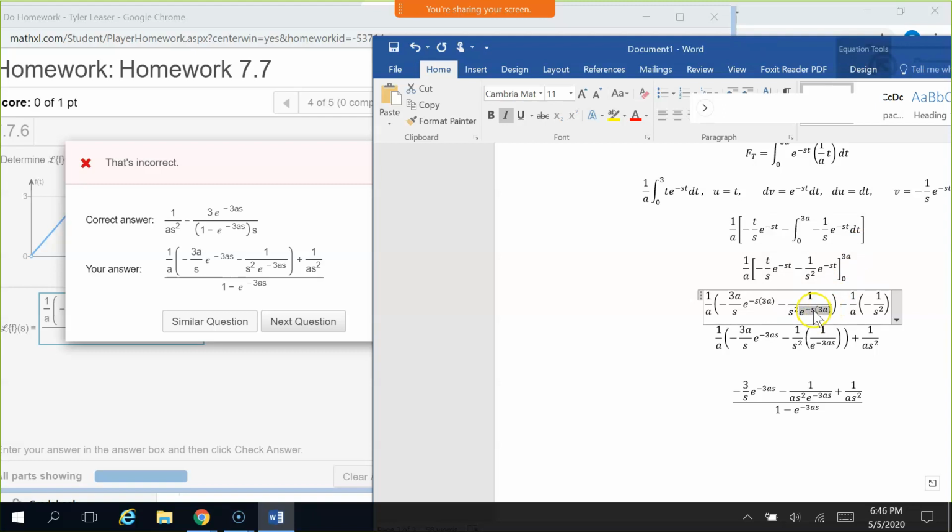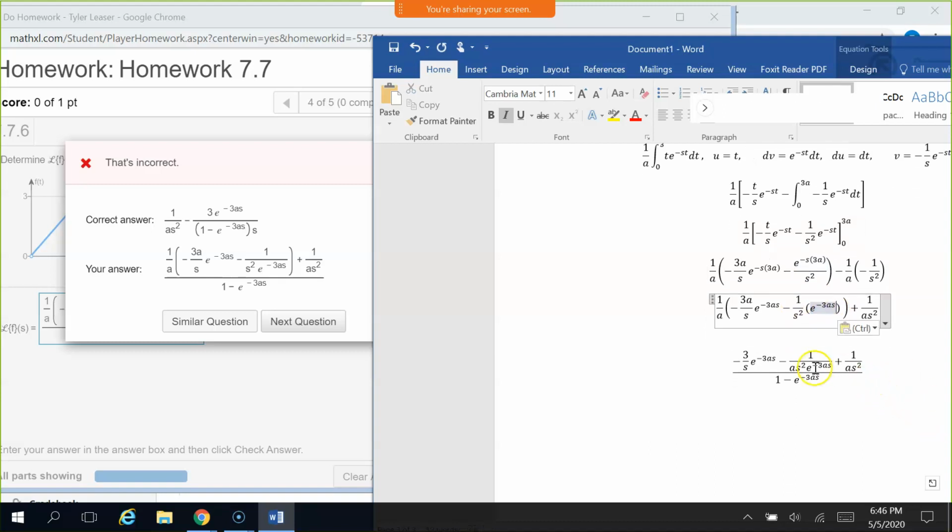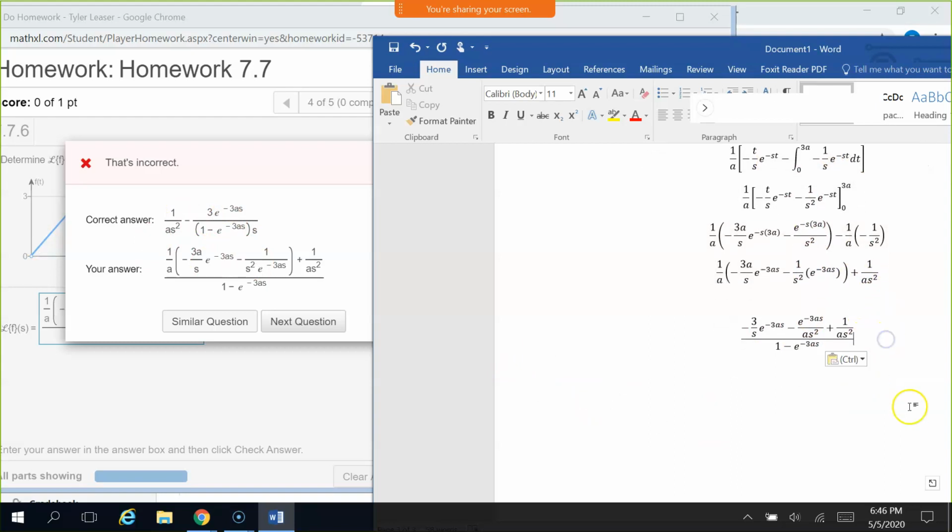When we were plugging 3a into this, I don't know why that e went to the denominator. That must have just been a typing mistake. But that should be up here in the numerator instead. That's why it counted it wrong for us. This should be in the numerator. If I had typed it in like this, I promise you it would have counted it right. So that must have just been a computer thing. We didn't make any mistakes, which is good news.